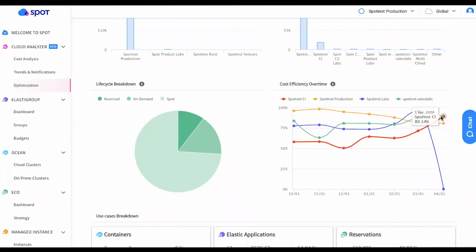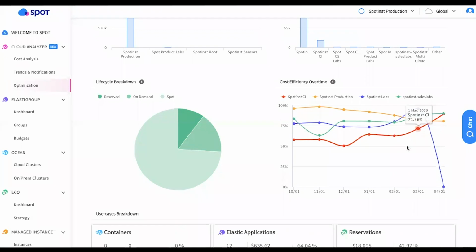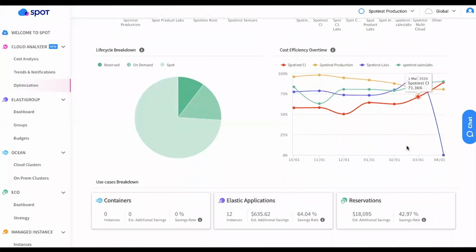Now they're almost 90% optimized through the usage of spot instances and reservations. Now, finally, wrapping things up, we come down to the actual types of workloads. So here we have containerized workloads. We can go in there and see the recommendations that can be implemented. In this particular environment that I'm doing the demo on, there are no containerized workloads.